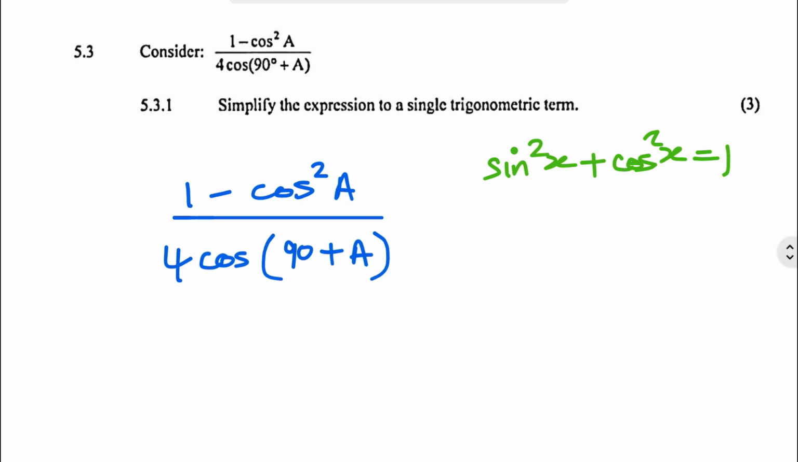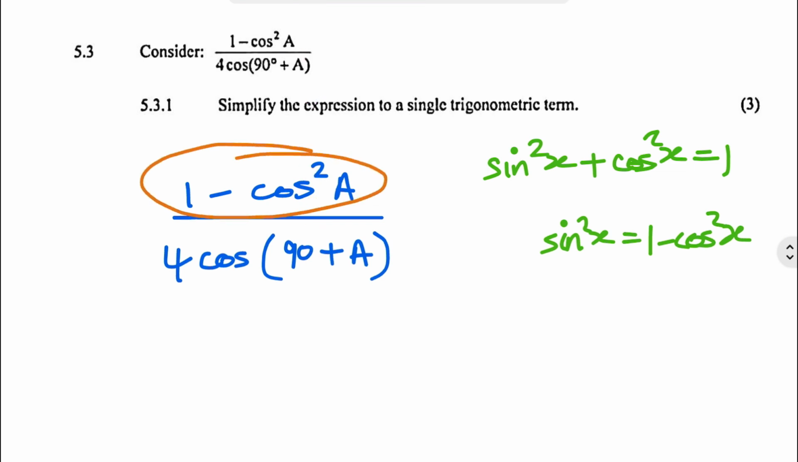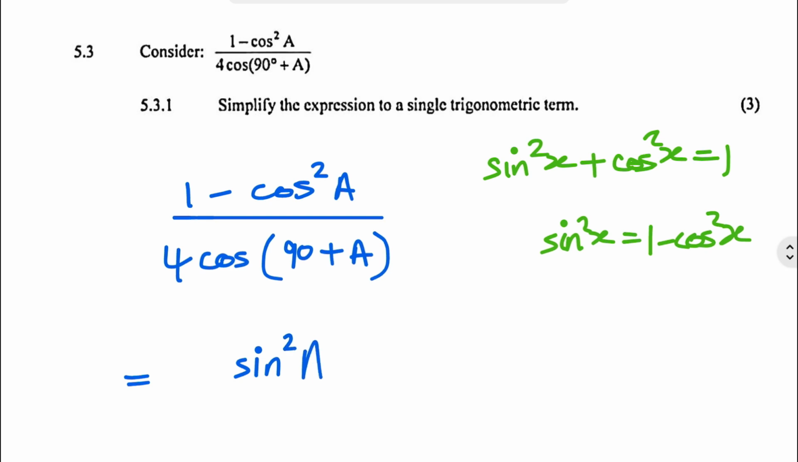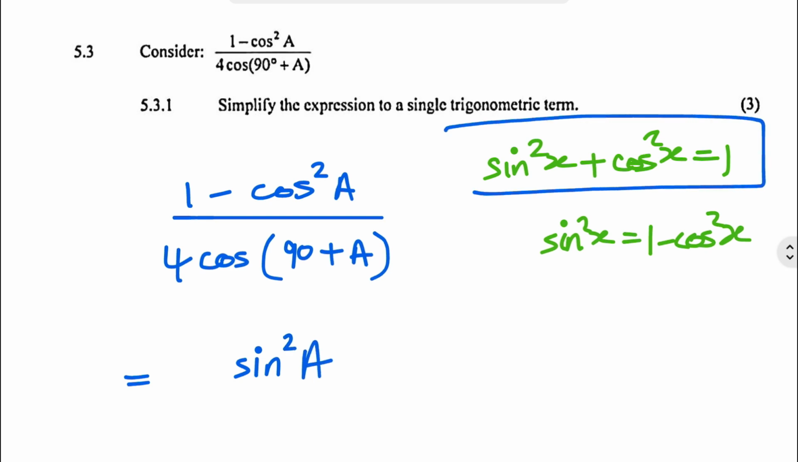If I, for example, subtract cos squared x on both sides of my equation, that would leave me with sine squared x equal to 1 minus cos squared x. So when we look at this numerator here, 1 minus cos squared a, that is simply going to be equal to sine squared a because of this identity.